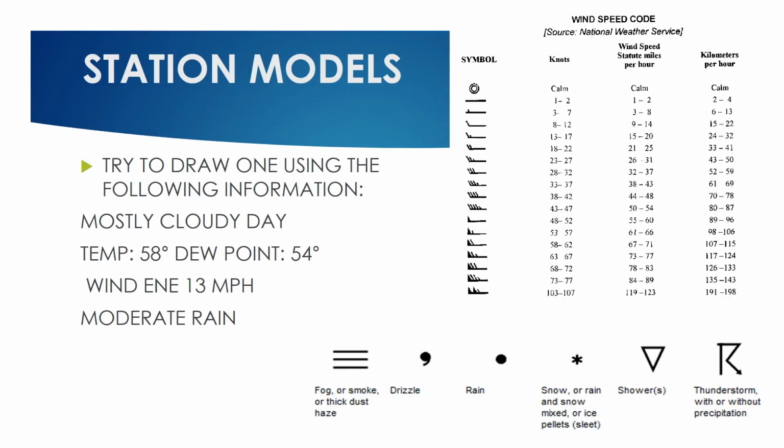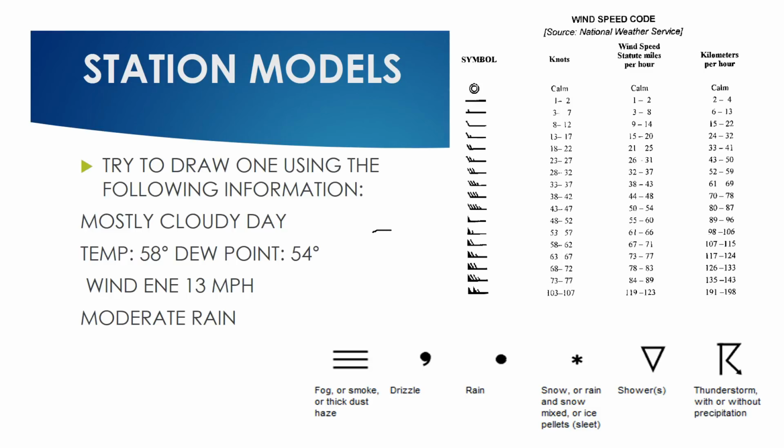So with that being said, we're going to try one. Okay, so try to draw using the following information. I'll give you a chance to do it before I actually do it as well. Let me read the instructions here. So it's a mostly cloudy day. Temperature is 58 degrees with a dew point of 54. The wind is moving from the east-northeast at 13 miles per hour, and the precipitation for that day is moderate rain. So your task is going to be to draw a station model that matches this information.